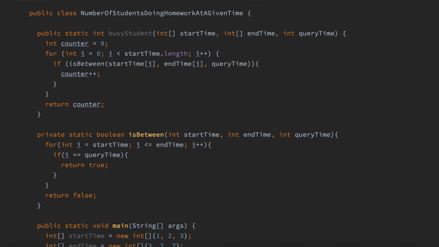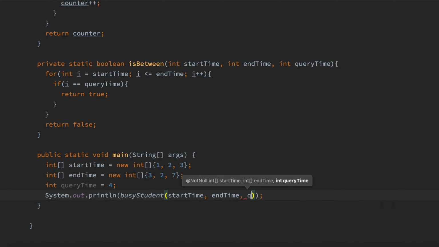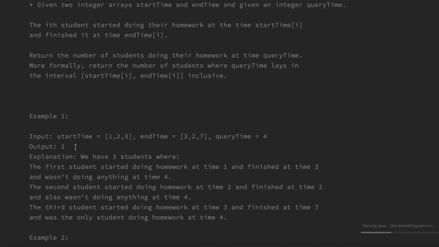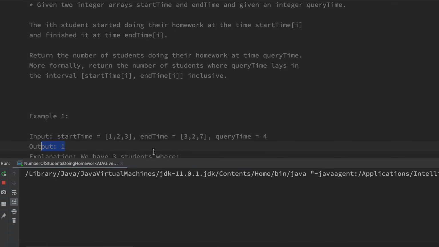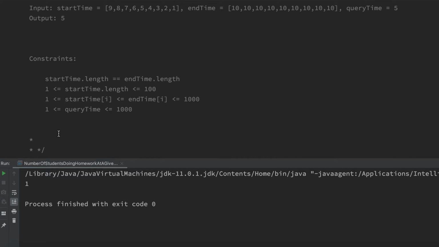Okay, and now let's plug all of that into our method. Our method's name was busyStudent, so we're going to do a System.out.println of busyStudent, and we're going to input all of this data. So start time, end time, query time. Now let's run that, and let's see what we get here. We should be getting back 1 as our output when we put in 1, 2, 3, and 3, 2, 7. And looking down here, it looks like we got back 1. So that worked out exactly right.